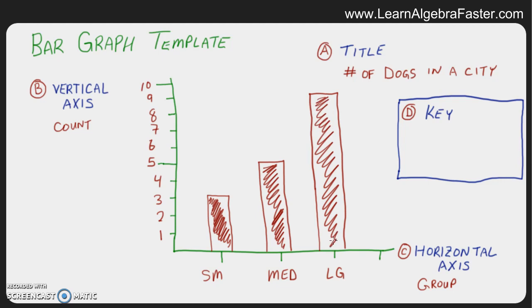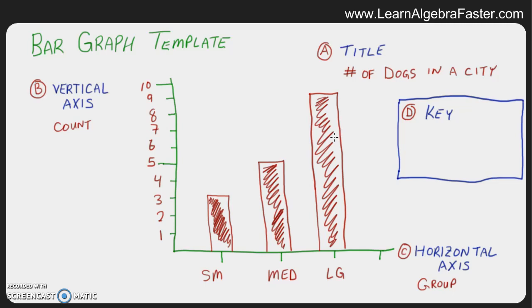So you see pretty quickly, if we already have the vertical axis drawn, the horizontal axis drawn, and we leave space for the title and key, all we really have to do is fill in the bars, and then we have a completed graph. So in this case, you can see the trend very easily that the small city has fewer dogs. As the city gets bigger, you end up with more dogs, and that goes all the way to the large city.